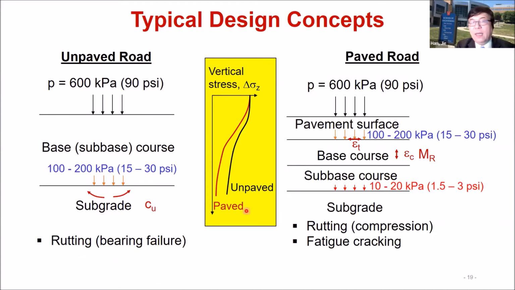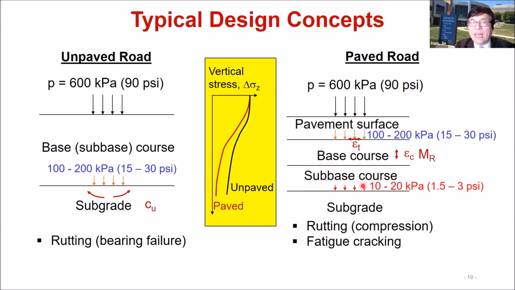But that is still too high, and the soft subgrade may fail, basically rutting for the pavement, but it's a bearing failure. Now for paved road, because we have used the pavement surface with base course and subbase, the pressure reduction is faster than unpaved road. But the stress at the interface between the subgrade and the subbase may be only about 10 to 20 kilopascal. So for most cases, the soil subgrade can support that pressure.